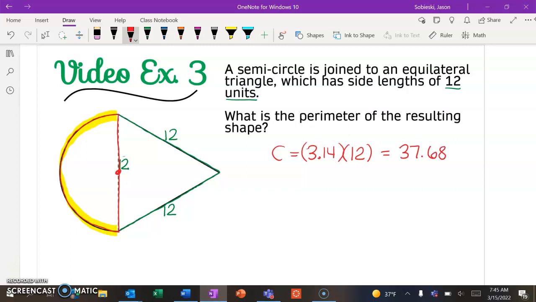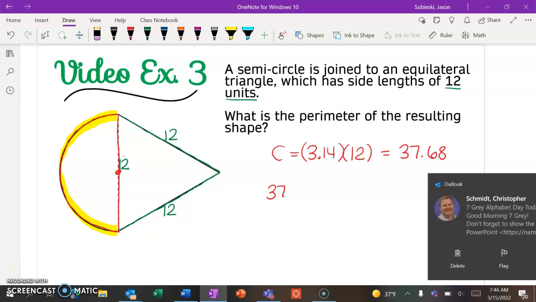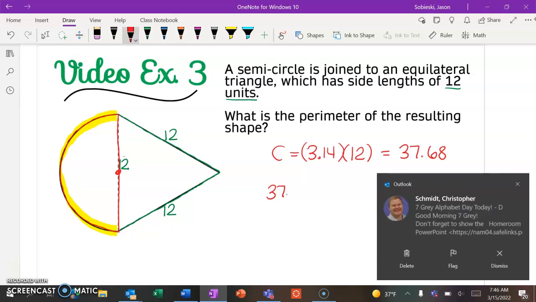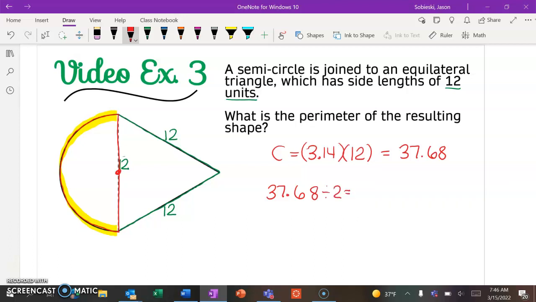But what we just got was the circumference of an entire circle, which would be all of this red, which we don't actually want. We just want the half of it because it's a semicircle. So if we take 37.68 and divide it by 2, it's going to give us 18.84. So that's actually the part of the circle that we want to use, 18.84.